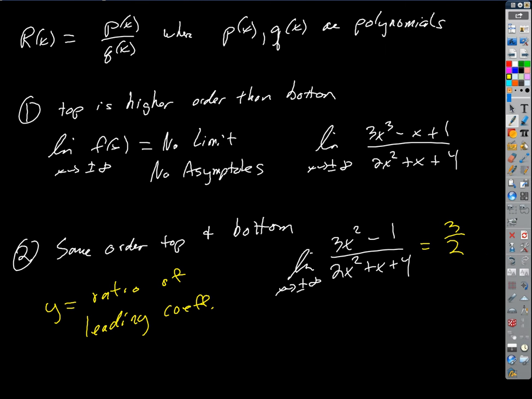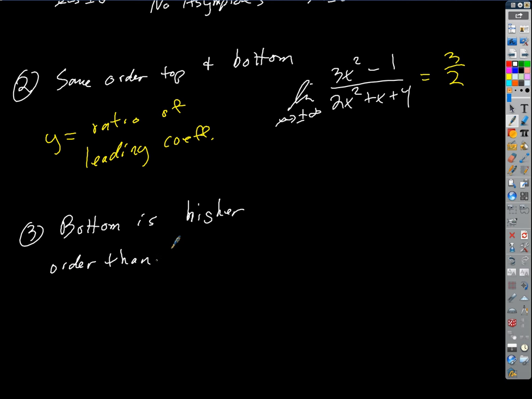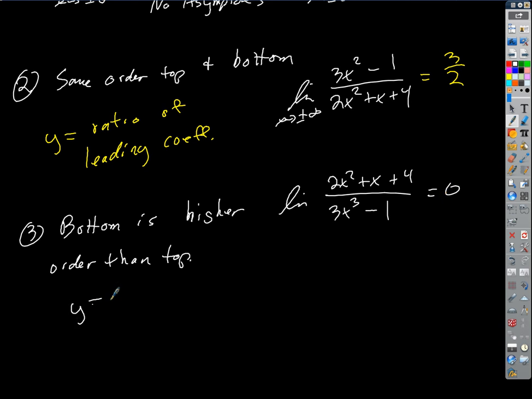And then the third case, what if the bottom is higher order than the top? Limit of 2x squared plus x plus 4 over 3x cubed minus 1. 0. Remember that? So then we said the bottom is going to go to infinity faster than the top does, and so you just get 0, right? y equals 0 is our asymptote. Okay, so which one is it?